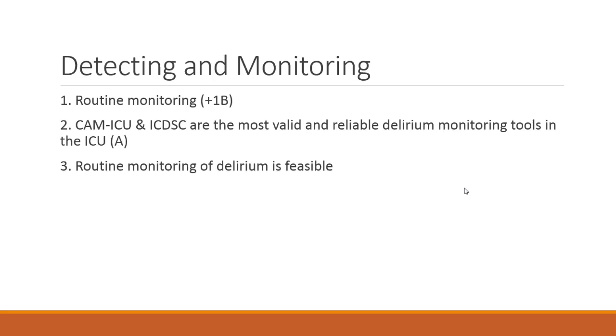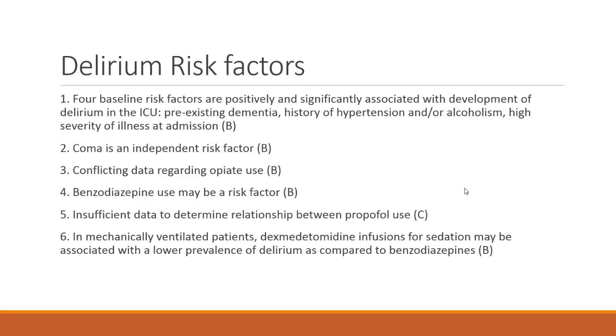And they break that down into different sections. And the first part they talk about is detecting and monitoring, and they recommend routine monitoring. They break down the level of evidence. They do talk about how the CAM-ICU and the ICDSC are the most valid and reliable tools, which we touched upon earlier. And they recommend routine monitoring of delirium is feasible, and that's because in all the studies that were performed, the CAM-ICU only took anywhere from 2 to 3 minutes to perform. So it's a very quick tool to use.